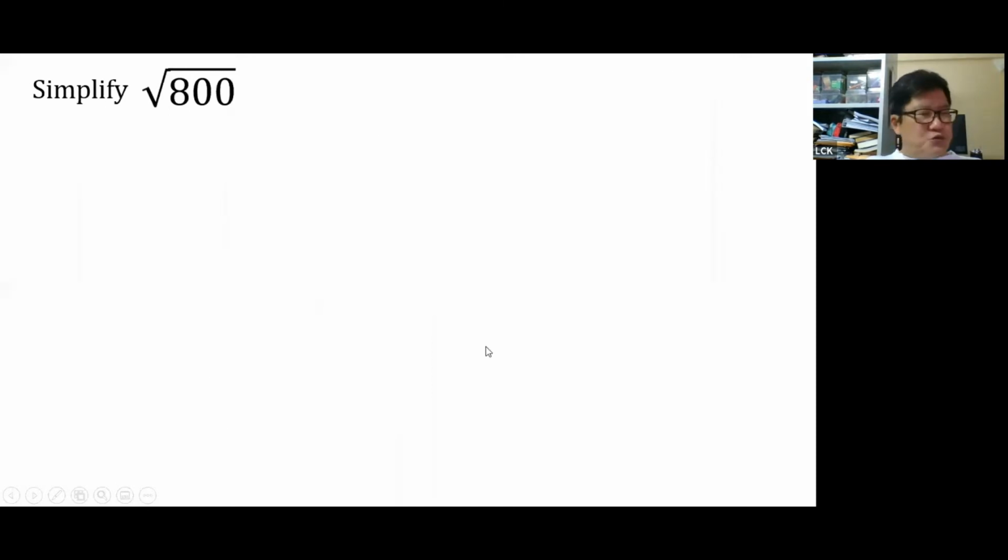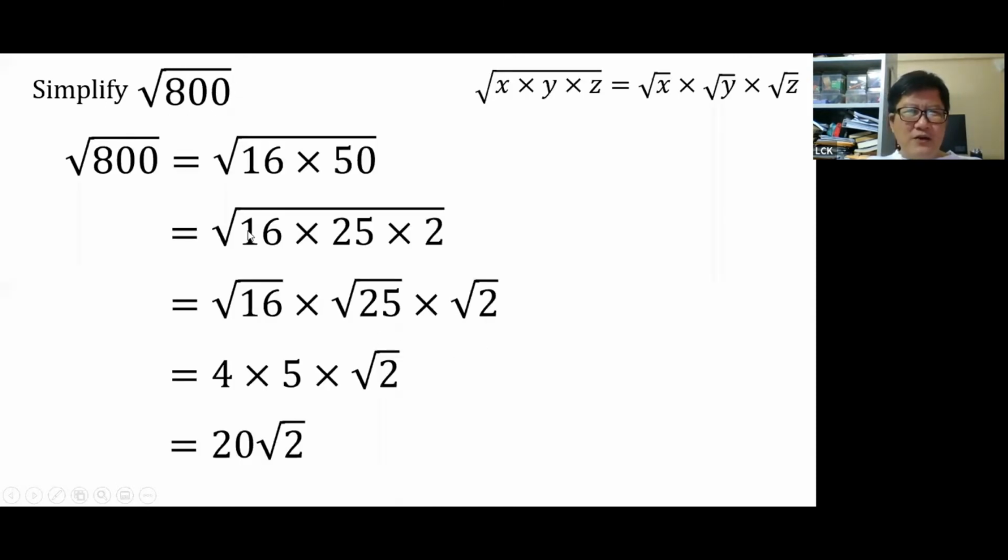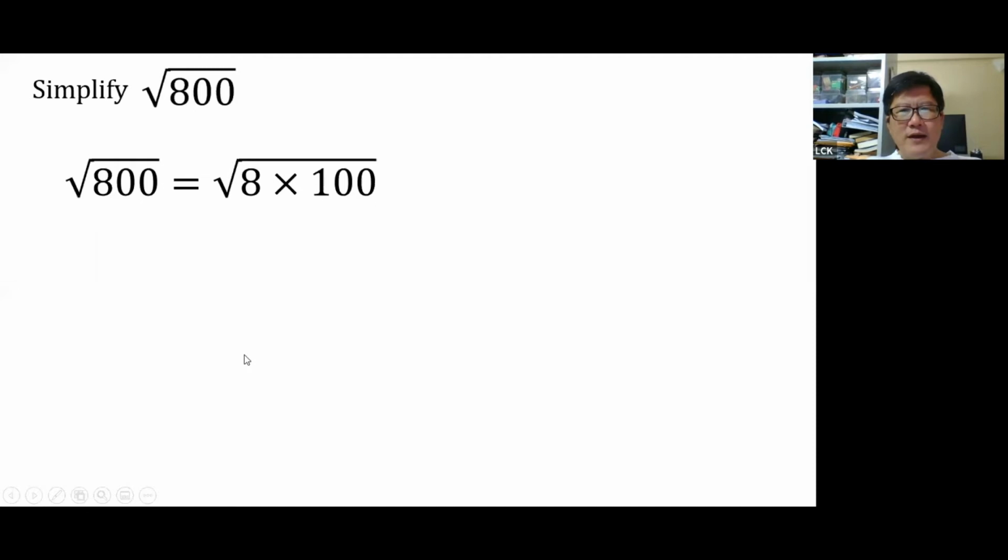Okay, now let's do square root 800 in a slightly different way. You could have done this. You could have broken 800 into 8 times 100, and you could have broken it into these two numbers like that, 8 times 100.